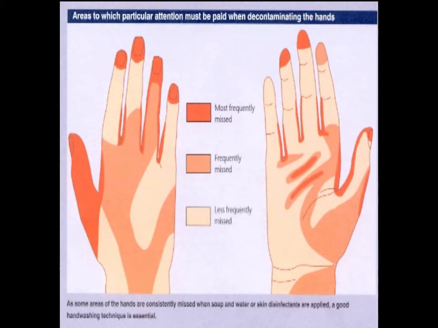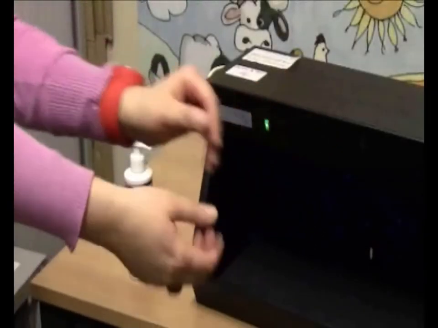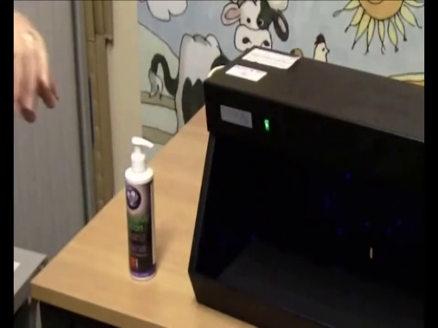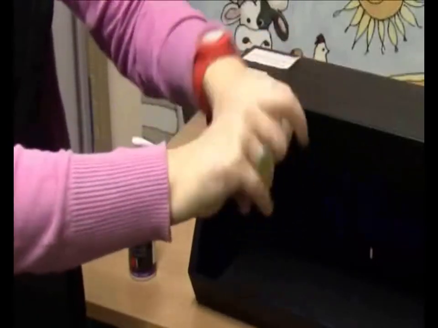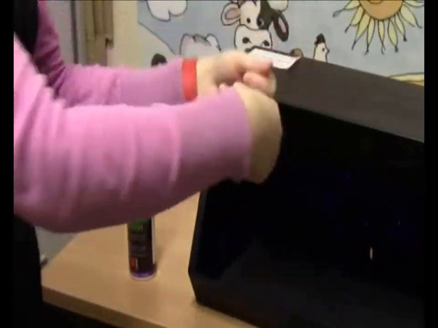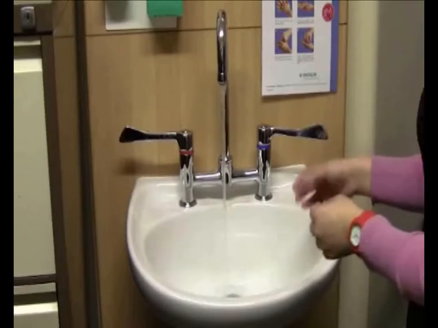To demonstrate how effective the technique is and the importance of adhering to the concept of bare below the elbows, we will use a glow and tell machine. As you can see, the member of staff is wearing long sleeves and a stoned ring. The member of staff is now applying a special hand lotion which will glow under ultraviolet light. If any lotion is not removed during hand washing, it will glow when the hands are placed back under the light. The member of staff will now wash their hands in a casual manner.